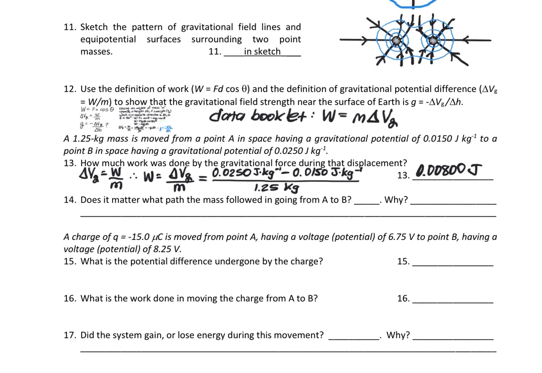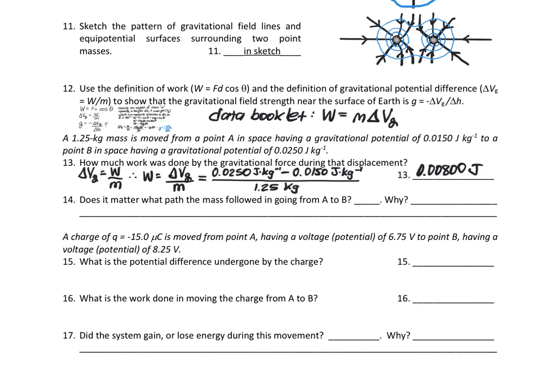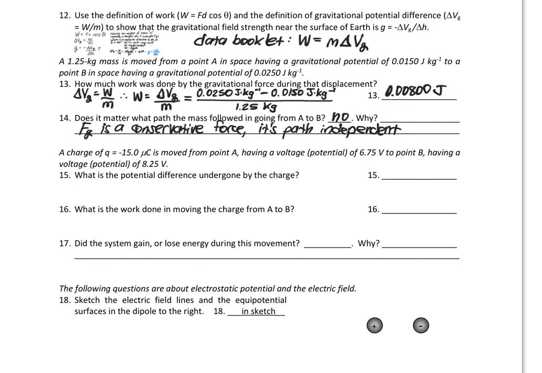Let's get to number 14. Does it matter what path the mass followed in going from A to B? No, because gravity, force due to gravity, is a conservative force. It is path independent. So 15 is pretty straightforward.